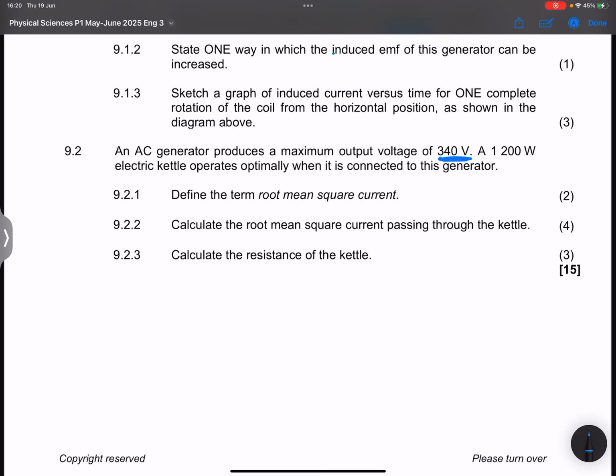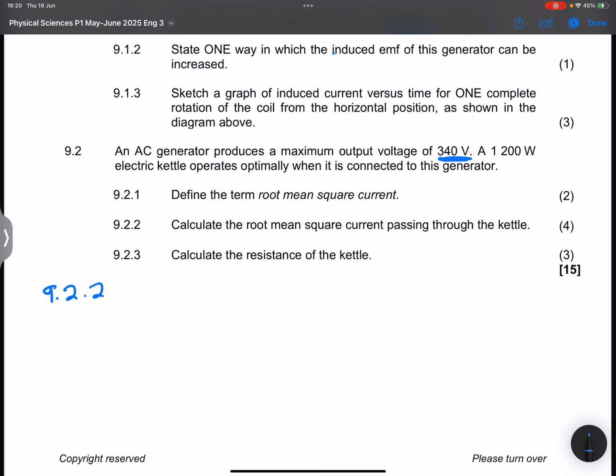Hey guys, to be honest with you, I always try to memorize this, but it's one of those things that really get to me. Please go and look it up. As I said, these are your low-hanging fruits. Just look it up and know how to define this. Now let's look at 9.2.2. They say, calculate the root mean square current passing through the kettle.